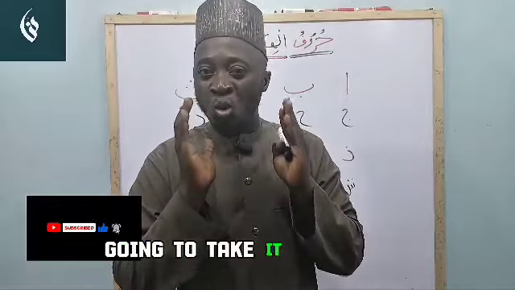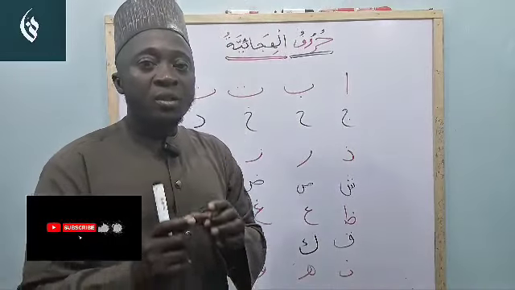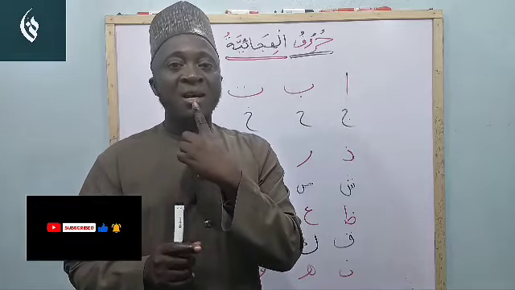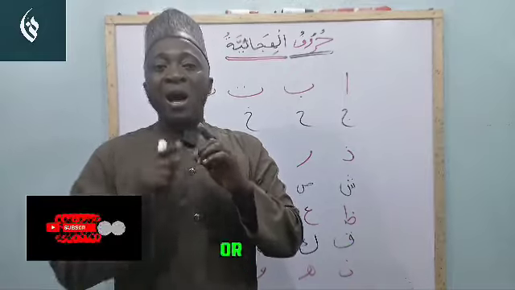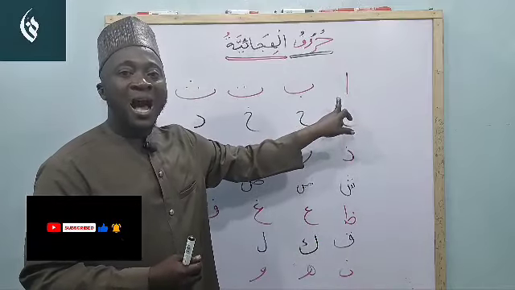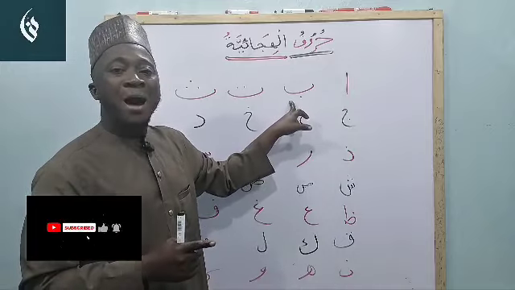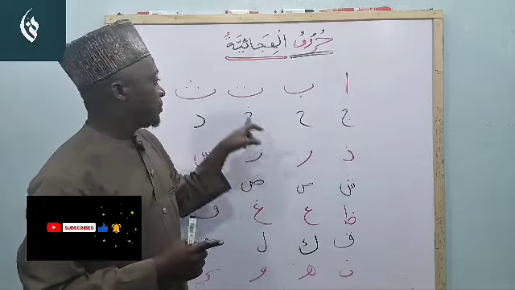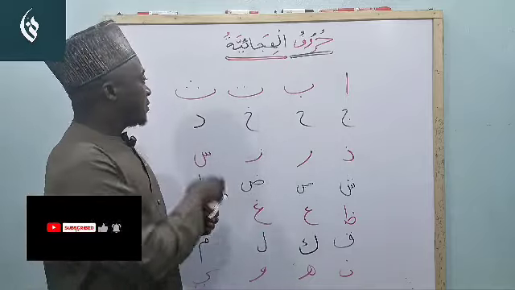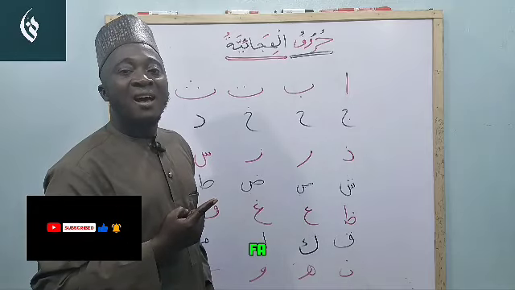Now, we're going to take it once again, but this second time, we are going to be focusing on how it is pronounced, how the two lips, or the movement of our mouth, work. Now, let's take it one by one. Alif, Ba, Ta. Next one is Tha.